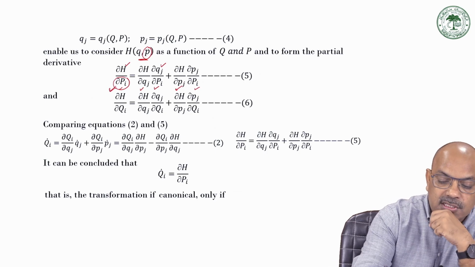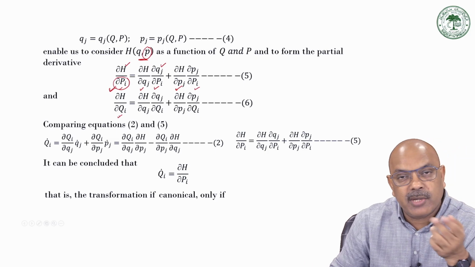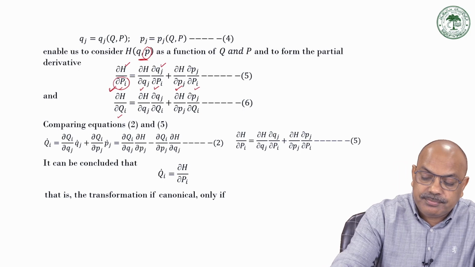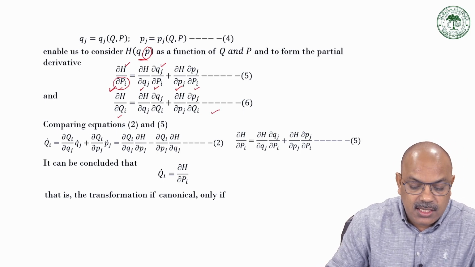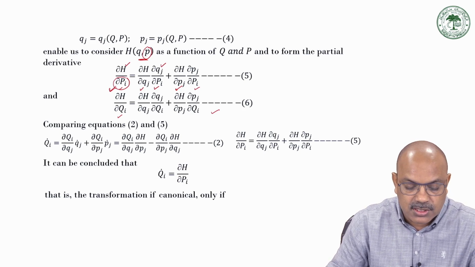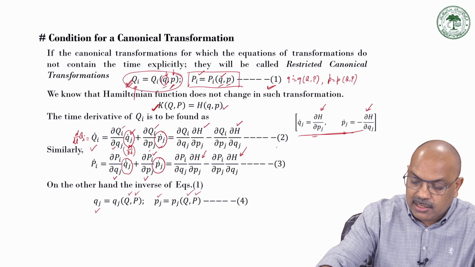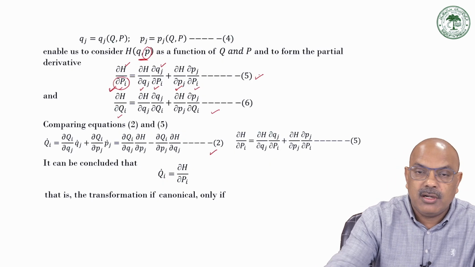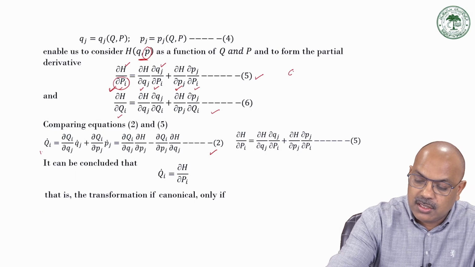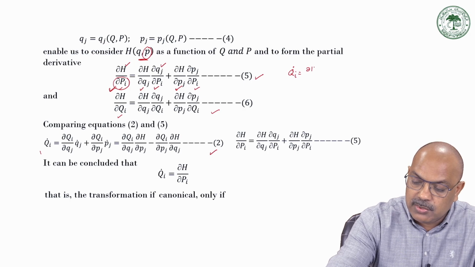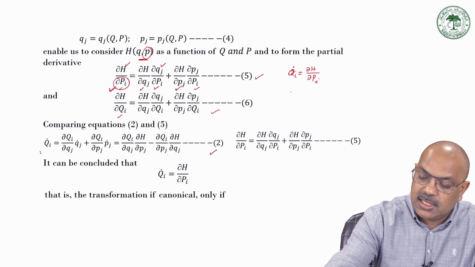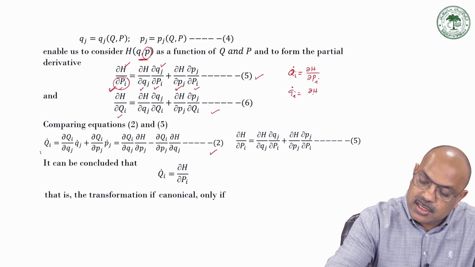Similarly for capital Q, I'm going to take the partial derivative of the old Hamiltonian with respect to the new Q, which is going to be equation 5. So now we can compare equation 2 and 5. I already have equation 2 here, which we have already calculated, and this is my equation number 5. If I compare these equations, q dot i is going to be delta H upon delta pi.